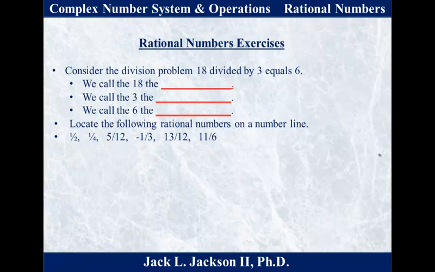Just some terminology. Consider the division problem 18 divided by 3 equals 6. We call 18 what? What do we call the 3 and what do we call the 6? And see if you can locate these numbers on a number line. You're going to have to divide it up carefully. So think about how there's one particular division that's going to work for all of these fractions. Get yourself some graph paper that's already kind of divided up. Decide where you need to place 1 so that your division is going to work for you. And then make yourself a number line and work this out. Let's give you a few minutes to work that out, and then come back after you've done that. Press pause now.